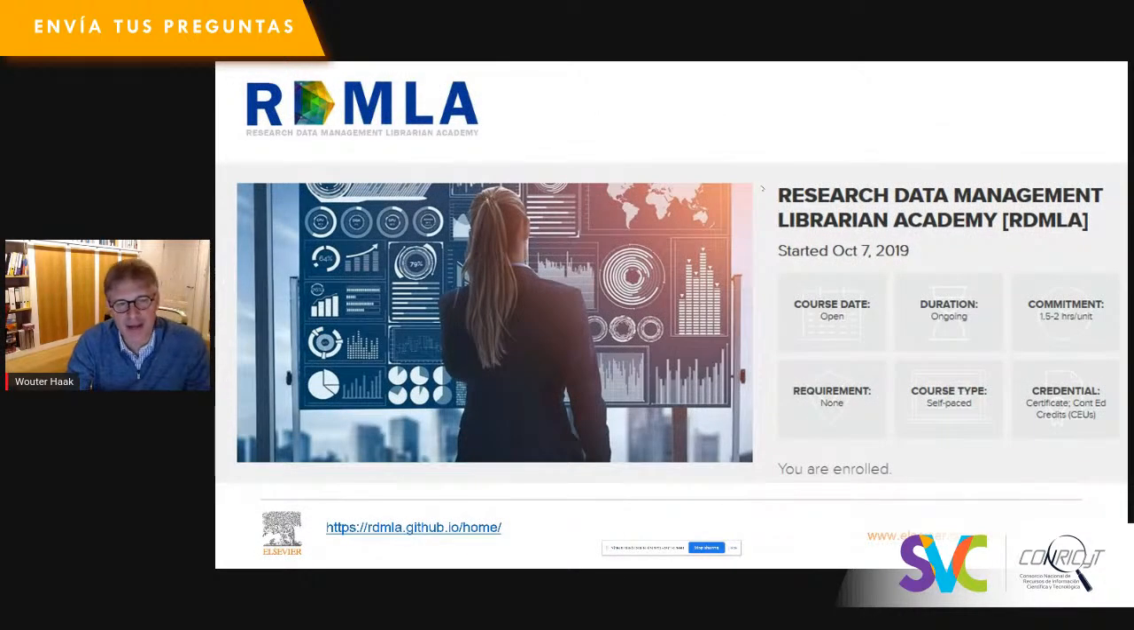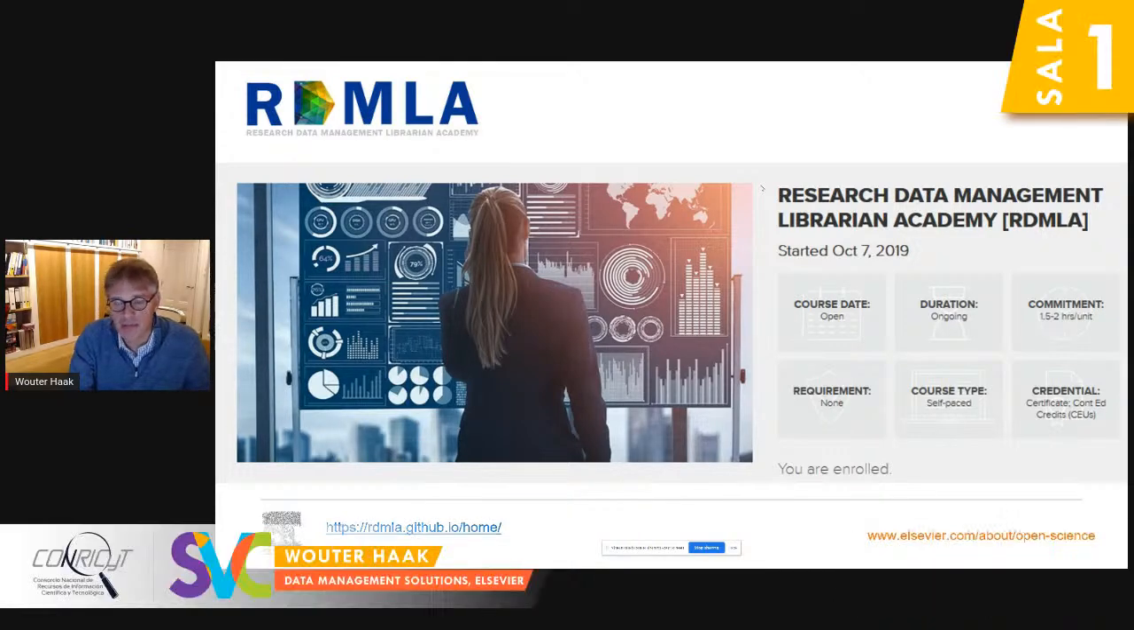The first thing I want to point out to you is the RDMLA. This is not an Elsevier thing that I'm promoting here, but it actually came about through a variety of research institutions that take data management seriously. They've created an online academy where they teach institutions how to do data management. And as one of the things to remember, if you want to know more about research data management, go to the RDMLA. It's a good resource to help you better understand research data management in depth.